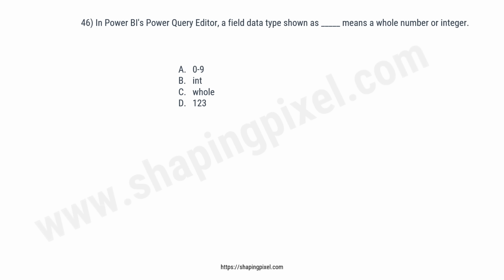Question number 46. In Power BI's Power Query Editor, a field's data type shown as dash means a whole number or integer. And we have four options: 0 to 9, int, whole, and 123. So the right answer here is option D, 123.